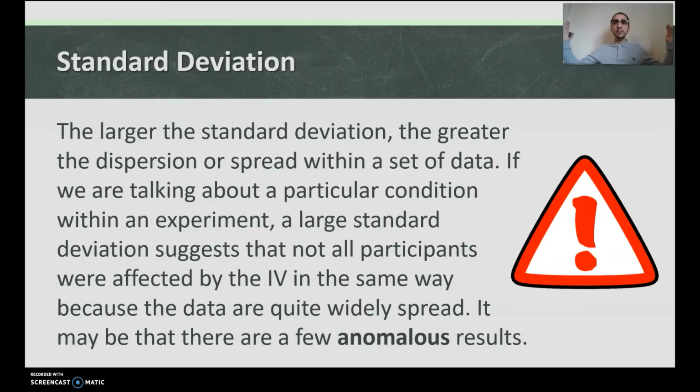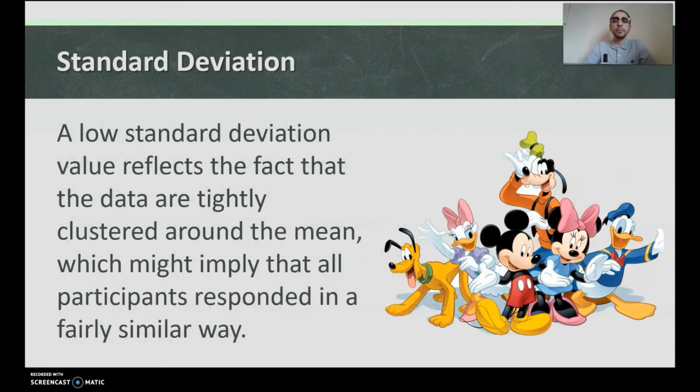And an example they gave, if you asked to give someone medication, you go, how much better did they feel? If you have a large standard deviation, it helped people drastically in some cases, but it didn't help people a lot in other cases. If you have a really small standard deviation, it had quite a similar effect either way. A low standard deviation value reflects the fact that the data are tightly clustered around the mean, which might imply that all participants responded in a familiar or similar way.